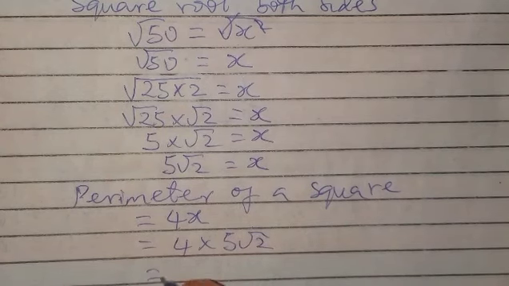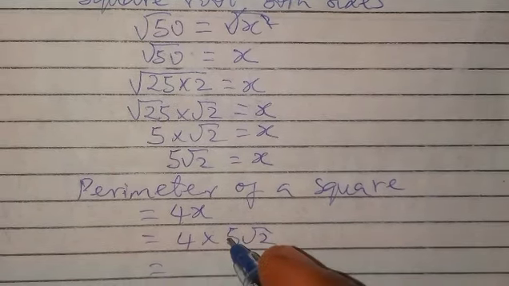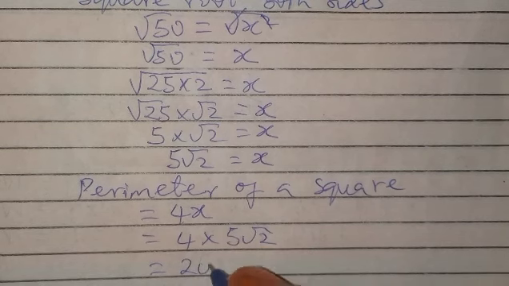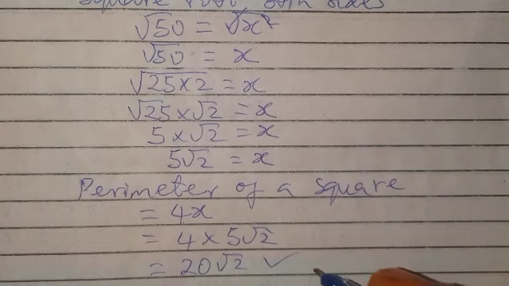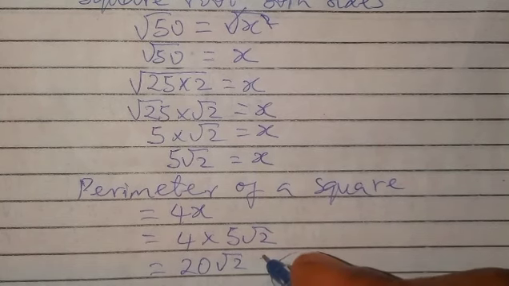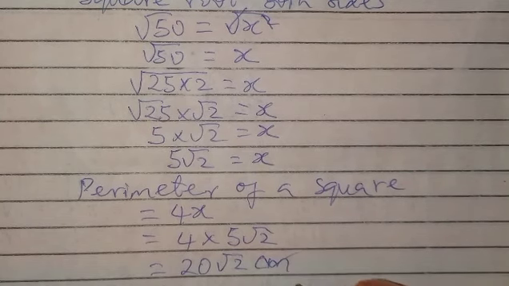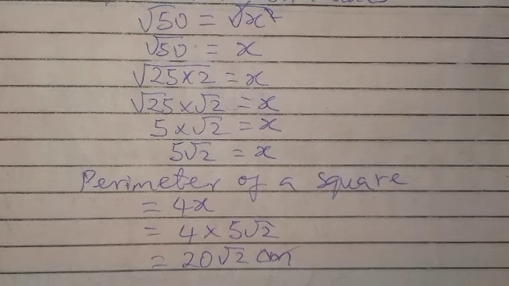And then 4 times 5 root 2, 4 times 5 will give us 20. So we have 20 root 2. And that's the answer. You can put the units, 20 root 2 centimeters. So that becomes the answer.